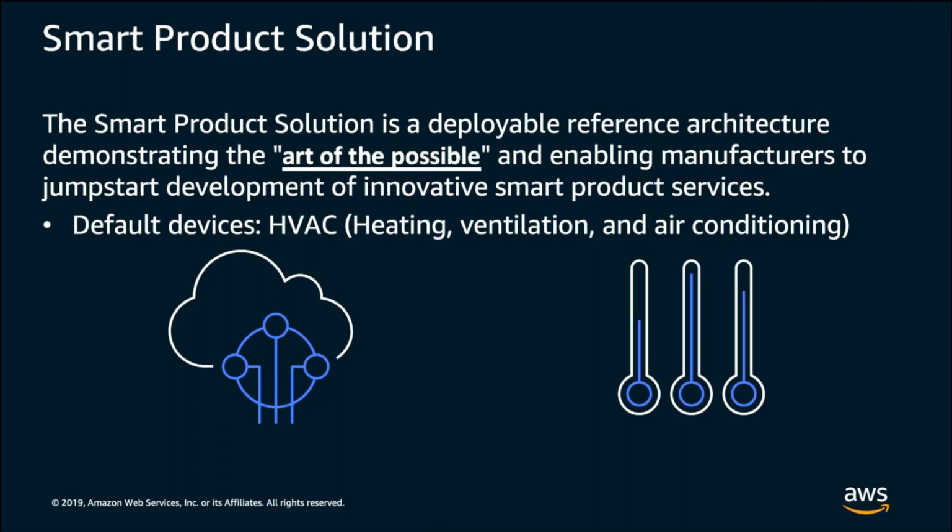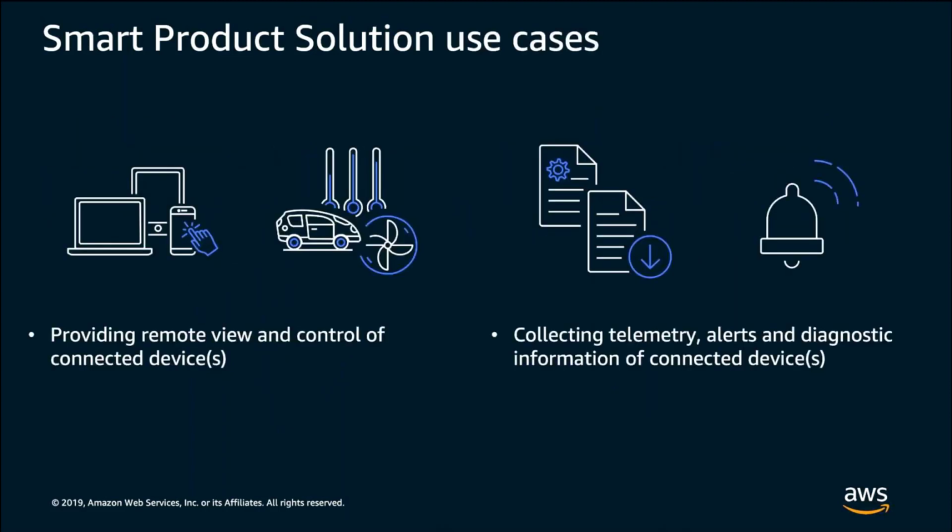By default, the Smart Product Solution has been built based on HVAC devices, but customers can customize it easily. With the Smart Product Solution, customers can see the status of connected devices and control devices remotely. So when customers want to build a solution to control devices remotely and see the device status remotely, they can think of adopting the Smart Product Solution.